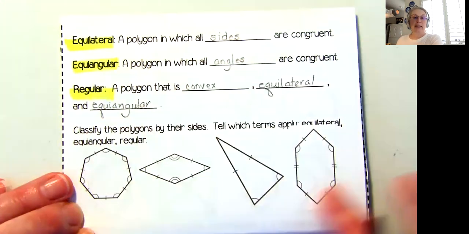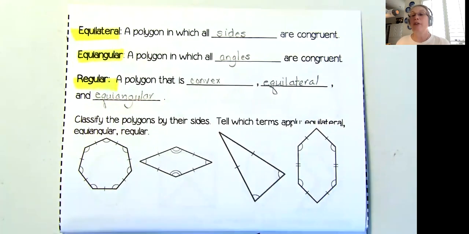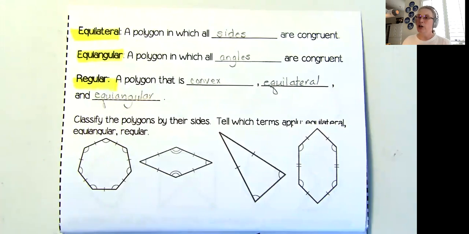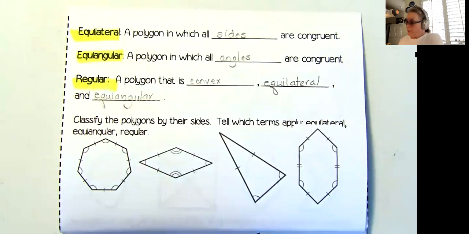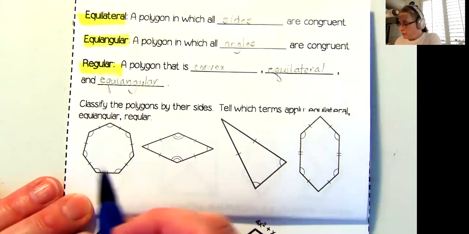So we're going to look at these shapes here, and we're going to classify them by their sides. So we're going to use that general name that we did back on the first pages. Then we're going to tell which terms apply, whether it's equilateral, equiangular, and also regular. So I'm going to start with this very first one.